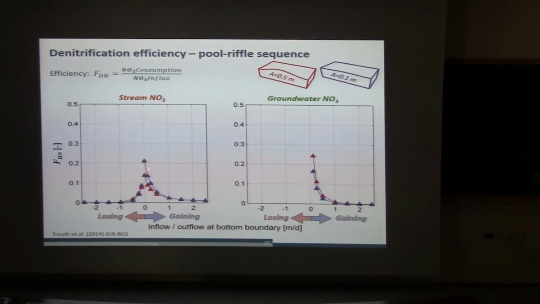Again, we see that the most efficient removal is done when groundwater does not interfere very much. And then it almost symmetrically declines if we have gaining or losing conditions. For the groundwater-borne nitrate, of course, we only have gaining conditions, and in the same way, it is most efficient if the groundwater upwelling is not very strong.